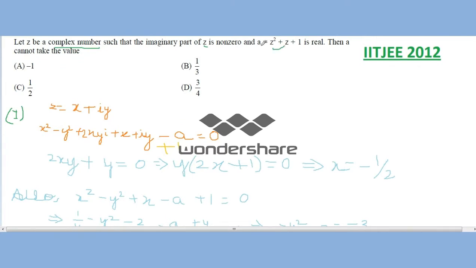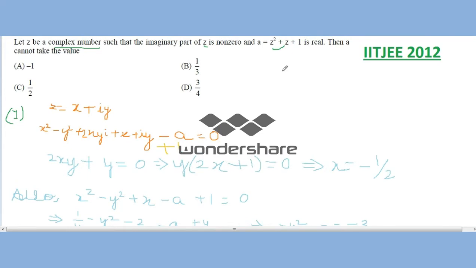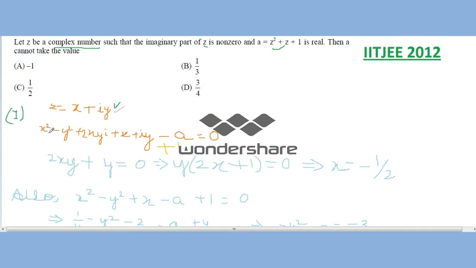Okay, taking this a to the RHS, we will get z square plus z plus 1 minus a equals 0. Then we put z equals x plus iota y. Then we get (x plus iota y) whole square, which is this, and z, which is x plus iota y, plus 1, which is this, and minus a. Why? Because we took a to this side. Okay, then we got something like this.